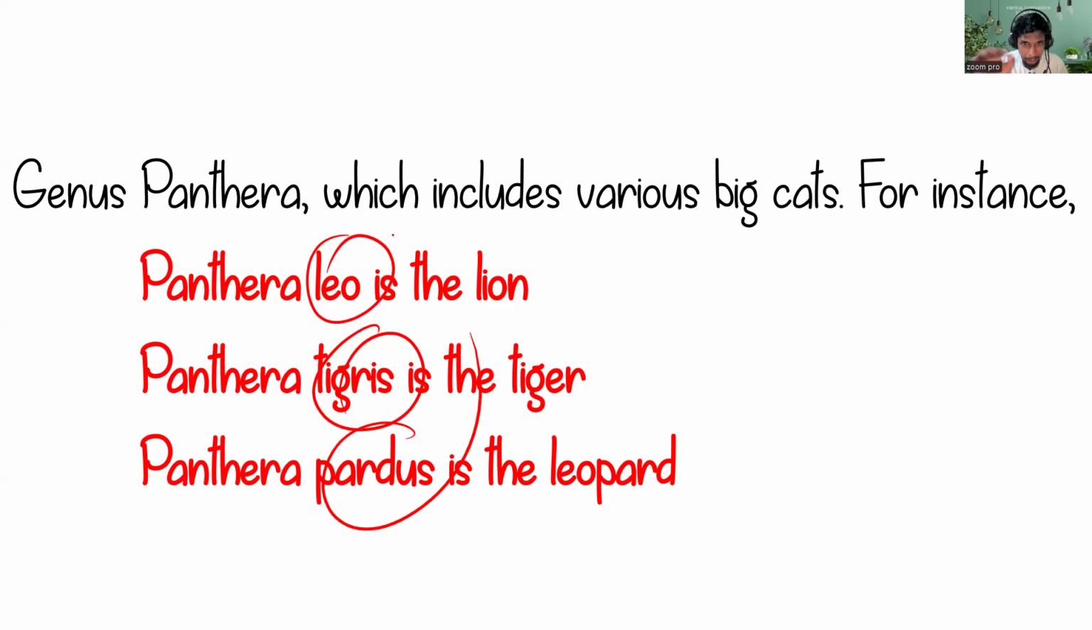Did you get the idea? The first part is the generic name, and the second epithet is the specific name. That specific name will never be the same for two different organisms. So the lion and the tiger belong to two different kinds of organisms. They may have the same generic name, but they will have a different second epithet. The specific name will differ for each and every organism.